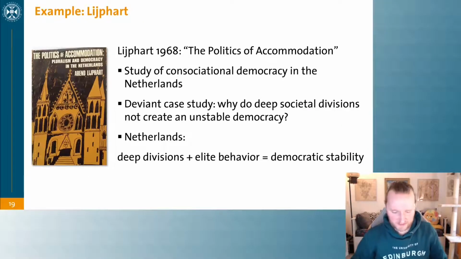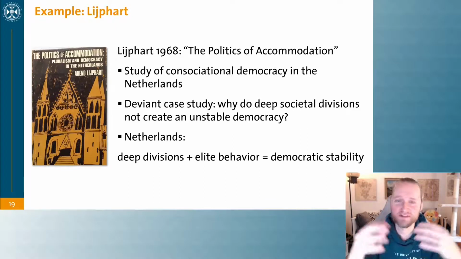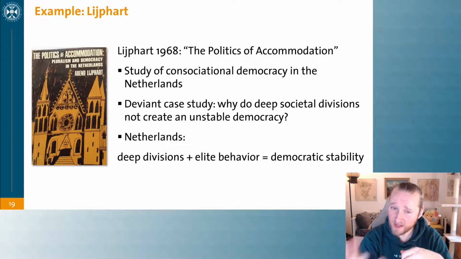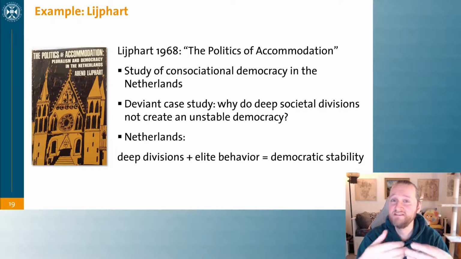One actual example of this is, again, Lijphart, who is sort of one of the godfathers of comparative politics. He published a study in 1968 called The Politics of Accommodation, Pluralism and Democracy in the Netherlands. And he studied a specific type of democracy that he called consociational democracy. And the interesting aspect about the Netherlands here was that it was a deviant case study. It was a society that was really deeply divided, especially around religious lines, but also along ethnic lines.